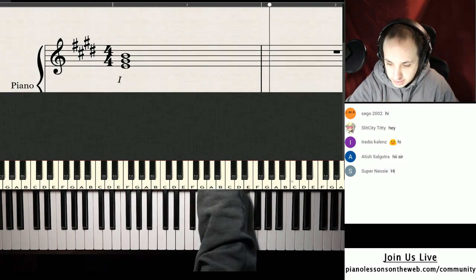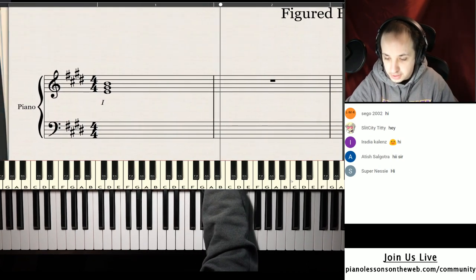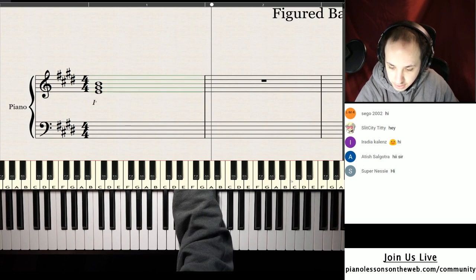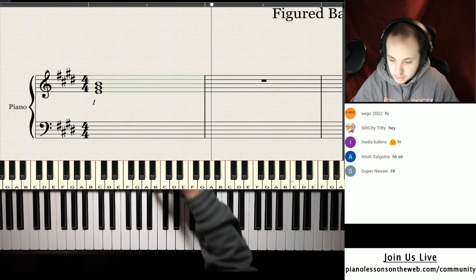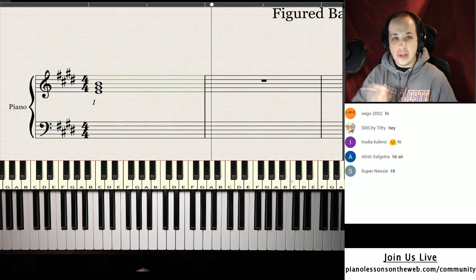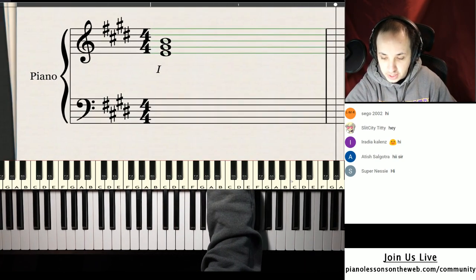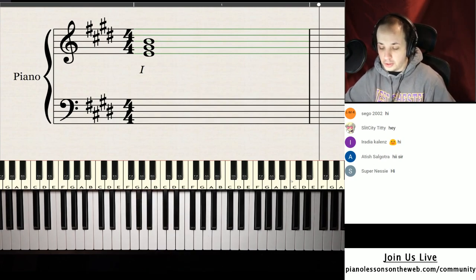I don't know why it made the screen do that. There we go. So it looks like an uppercase I. Let me see if I can move it. Not really. But anyway, usually they will have the notation right underneath the chord you are looking at.